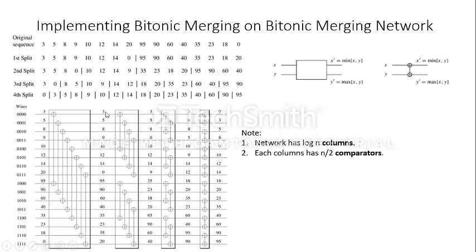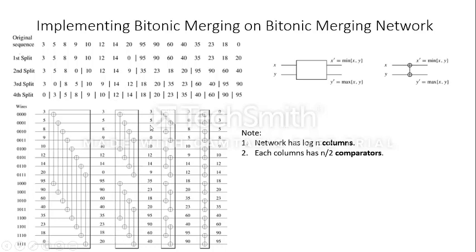Now after doing the first Bitonic split, again we are comparing 3 with the 10. So it is the first comparator. 5 is being compared with the 12, so it is the second comparator. 8 is being compared with the 14, so it is the third comparator. And 9 is being compared with the value 0. So it is the fourth comparator. Similarly, 95 is being compared with the 35, so it is the fifth comparator. 90 is being compared with the 23, it is the sixth comparator. 60 is being compared with the 80, it is the seventh. And in total 8 comparators are being used.